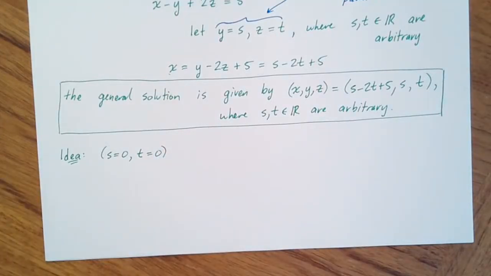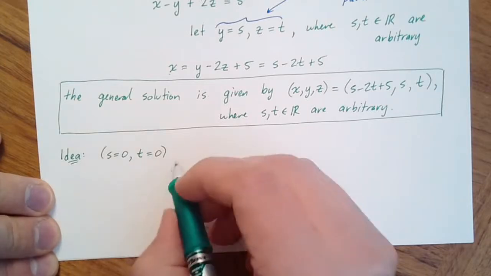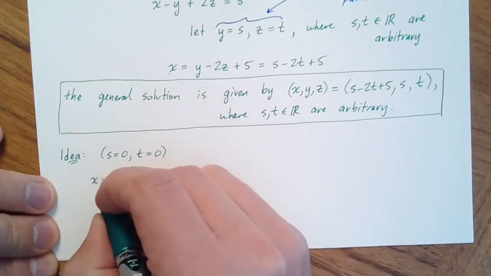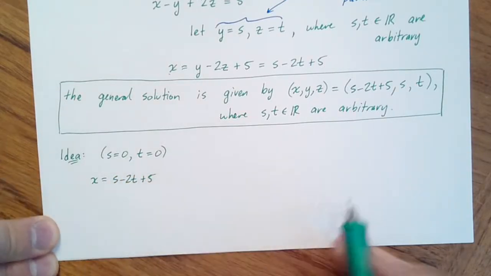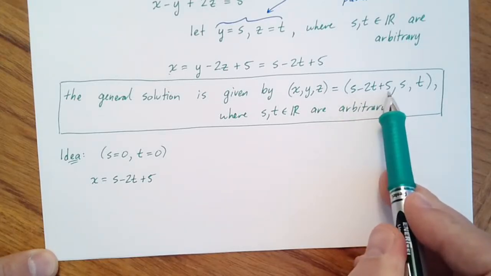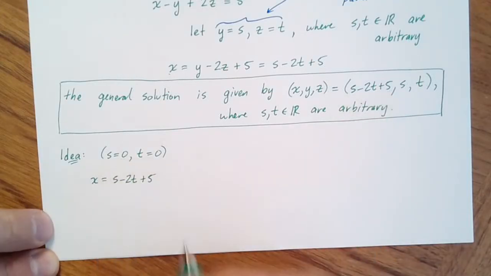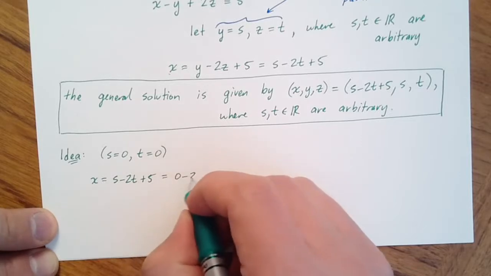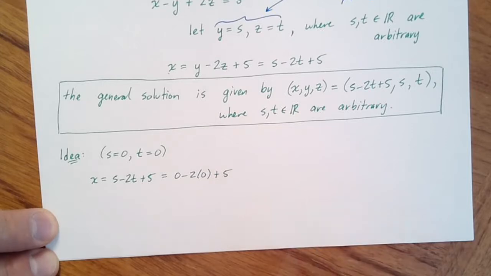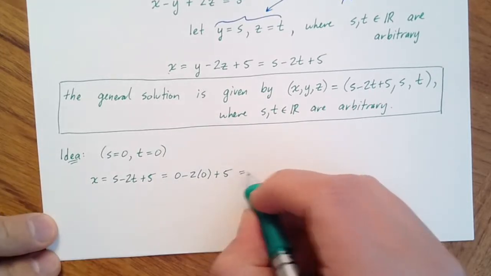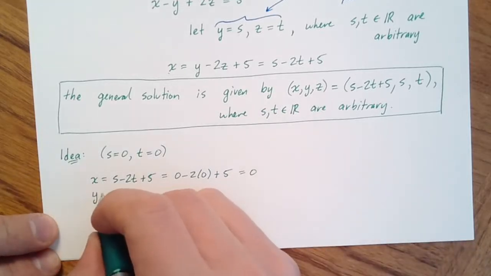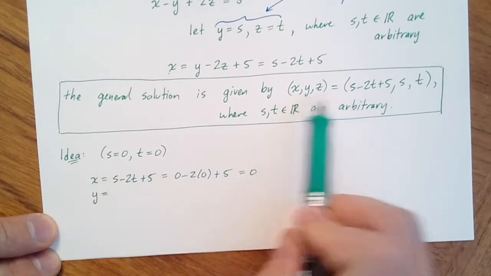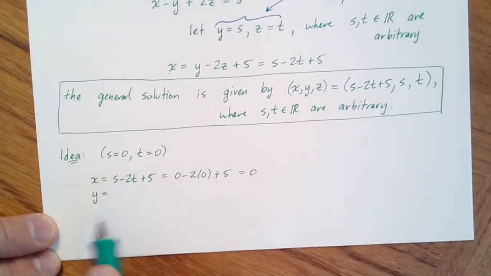If that were the case, then what would this solution look like? Well, then x would be equal to s minus 2t plus 5. Plug in s equals 0 and t equals 0, and you're going to get 0 minus 2 times 0 plus 5, right? So that just ends up being 5. What would you get for y and z? Well, y was the second coordinate, it's just s. So you would just plug in s equals 0, y is equal to s, which is equal to 0.